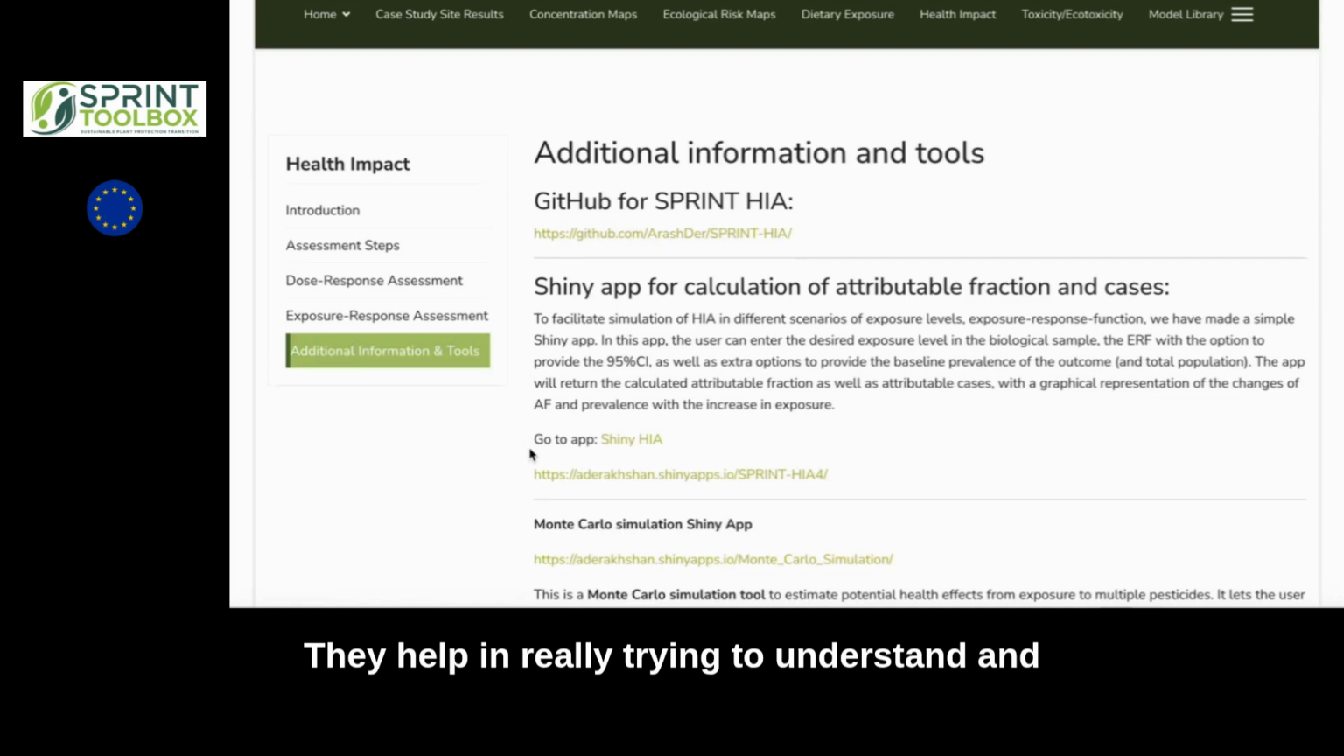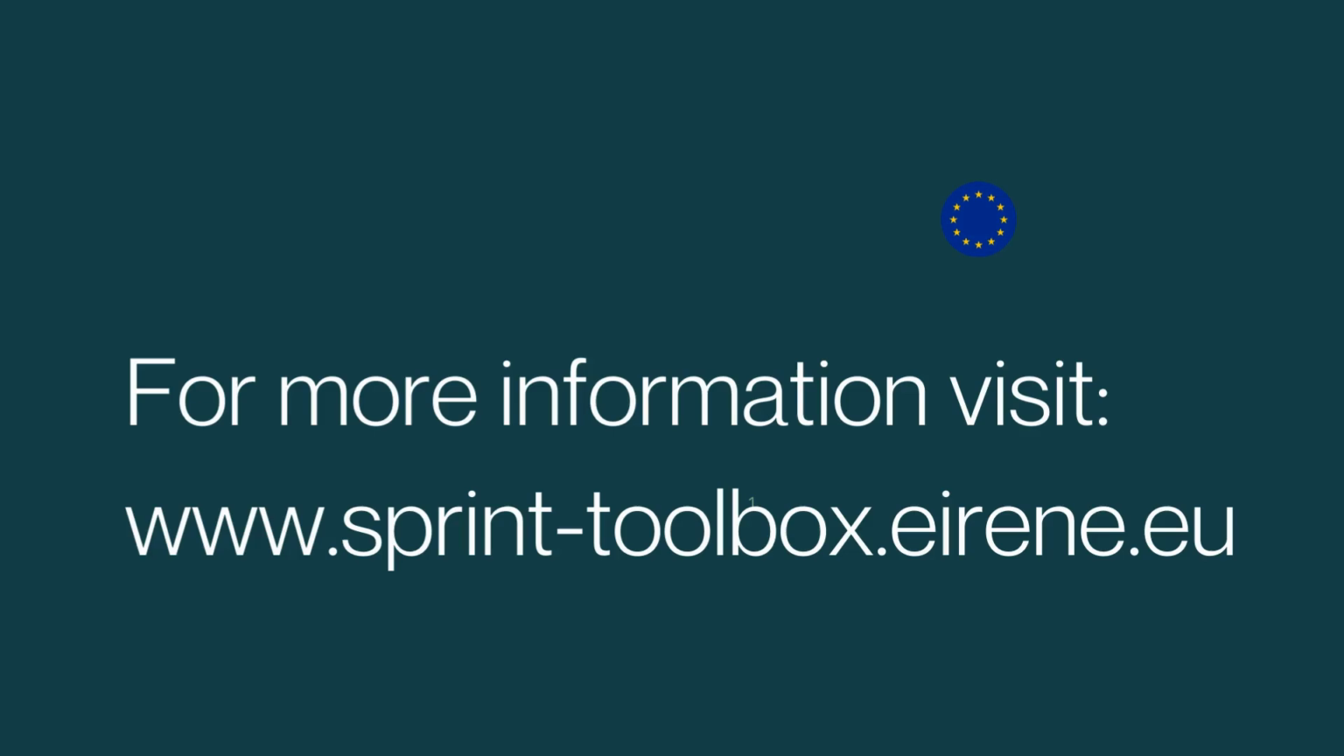They help in really trying to understand and calculate what the number of attributable cases would be.